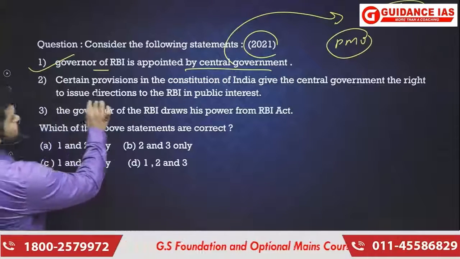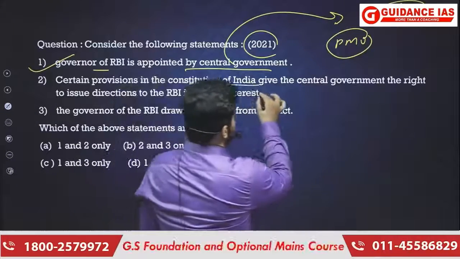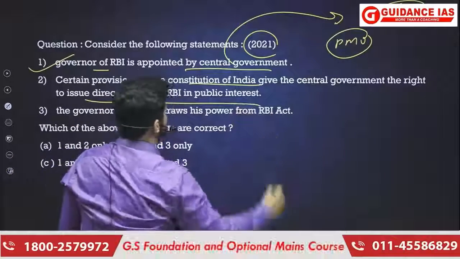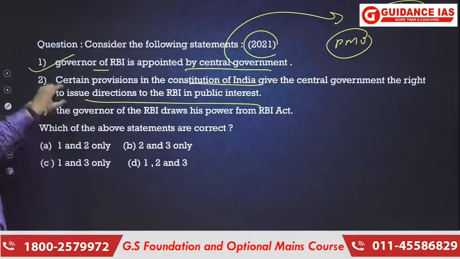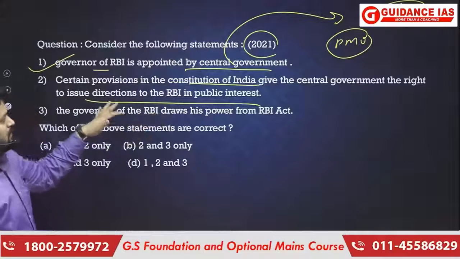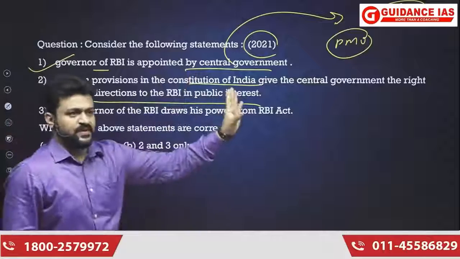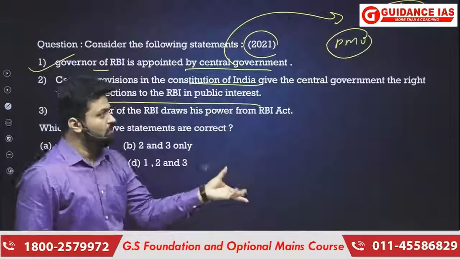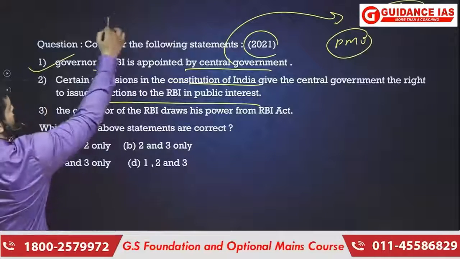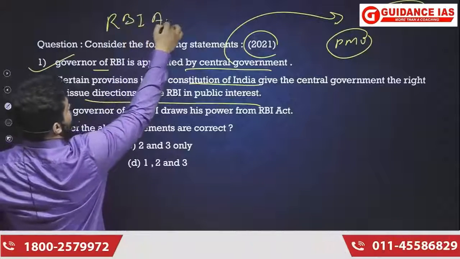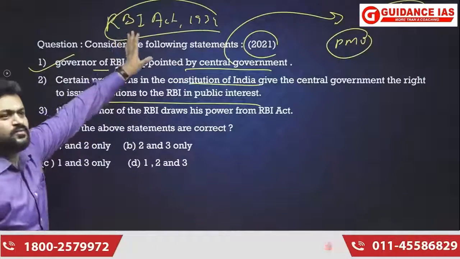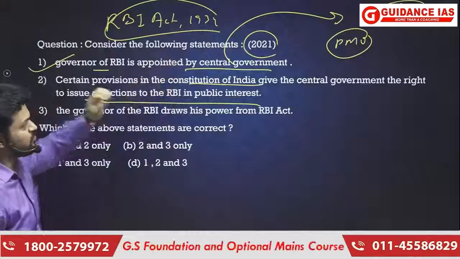Then the next: certain provisions in the Constitution of India give the central government the right to issue directions to the RBI in public interest. Now, this statement seems to be a question of polity, but when you study RBI as an institution in detail in the proper course of economy, we are going to study about the RBI Act 1934. Although many of the most important things I already told you.